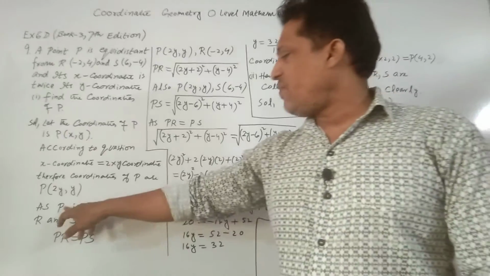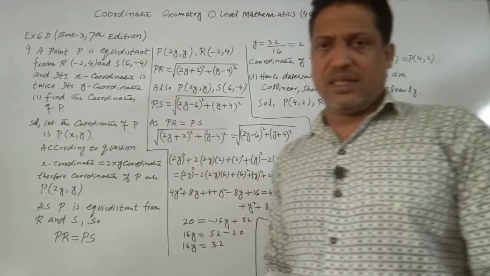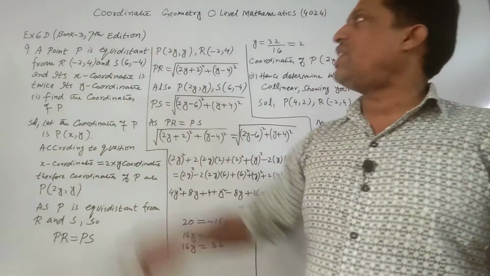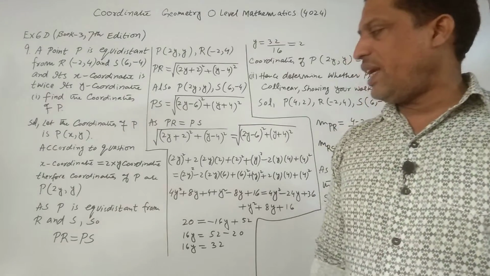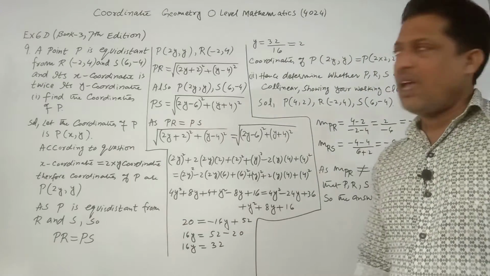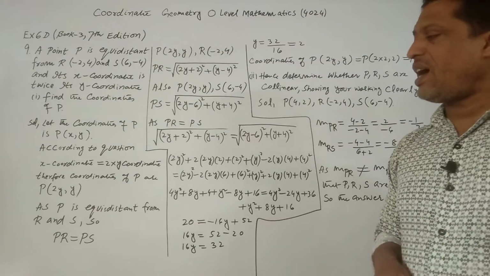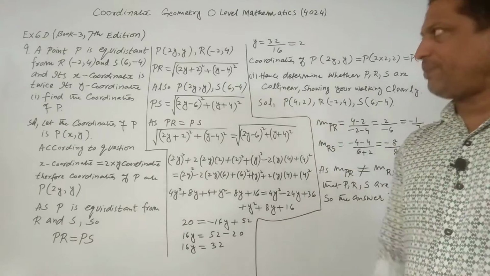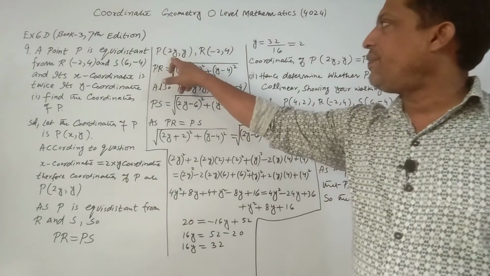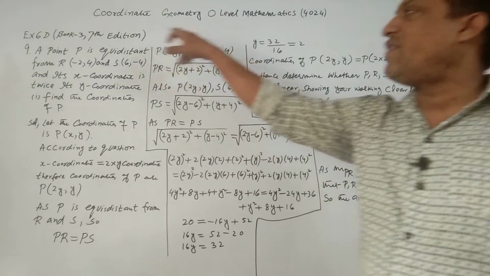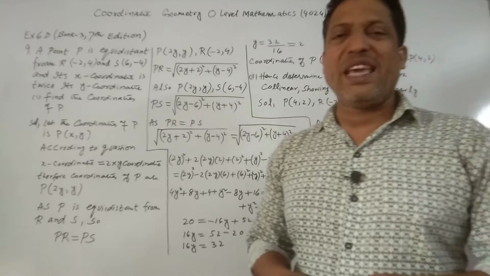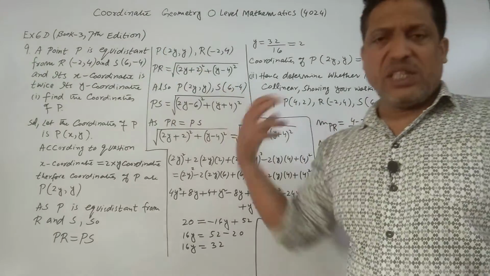As P is equidistant from R and S, given in the question, we have to say that the distance PR is equal to the distance PS. Now we have to find the distance PR and the distance PS and equate both of them. What is P? P we found is (2y, y). What is R? R is given in the question as (-2, 4). Now find the distance PR by using the distance formula.